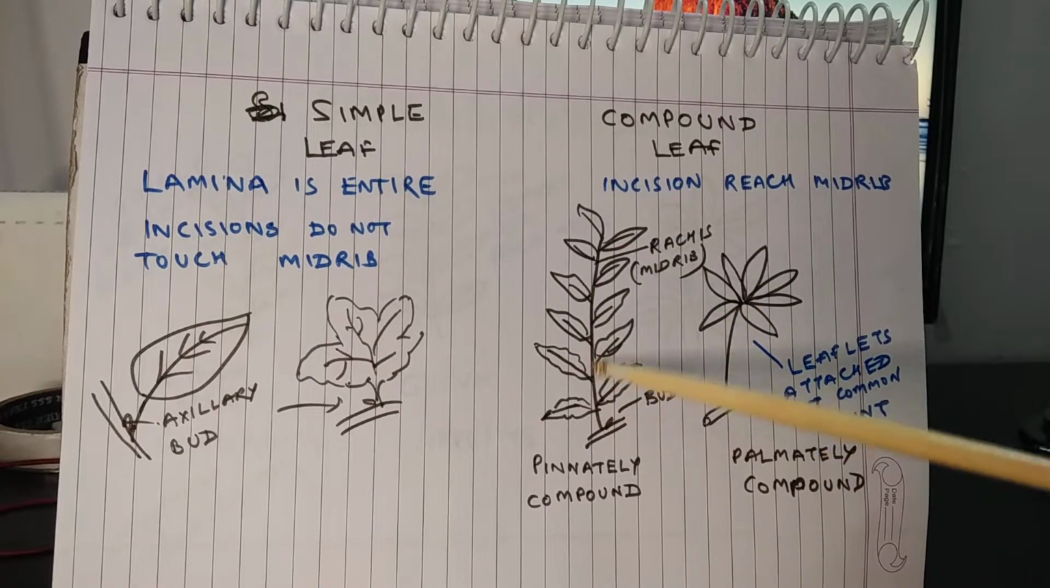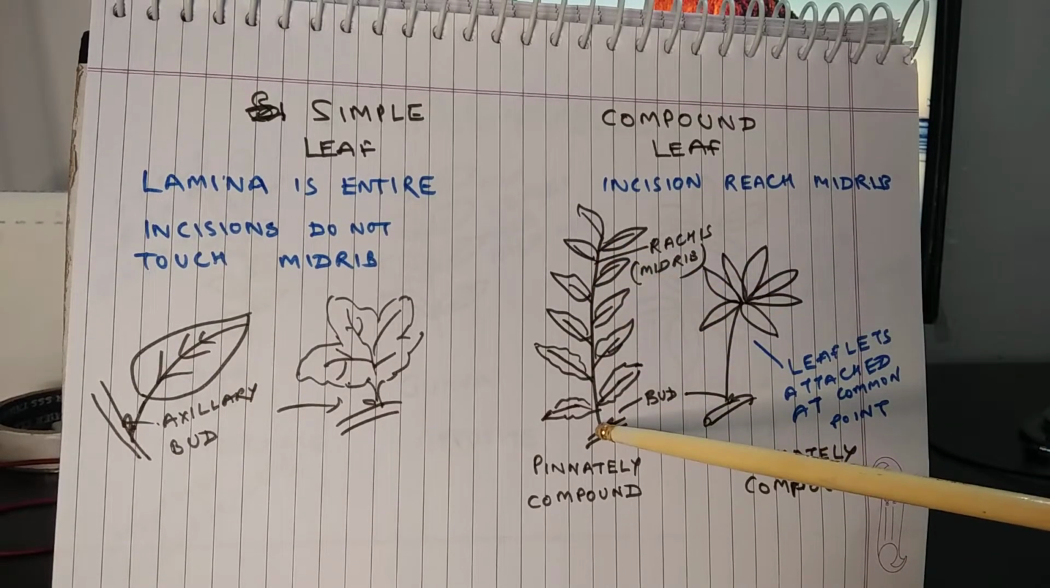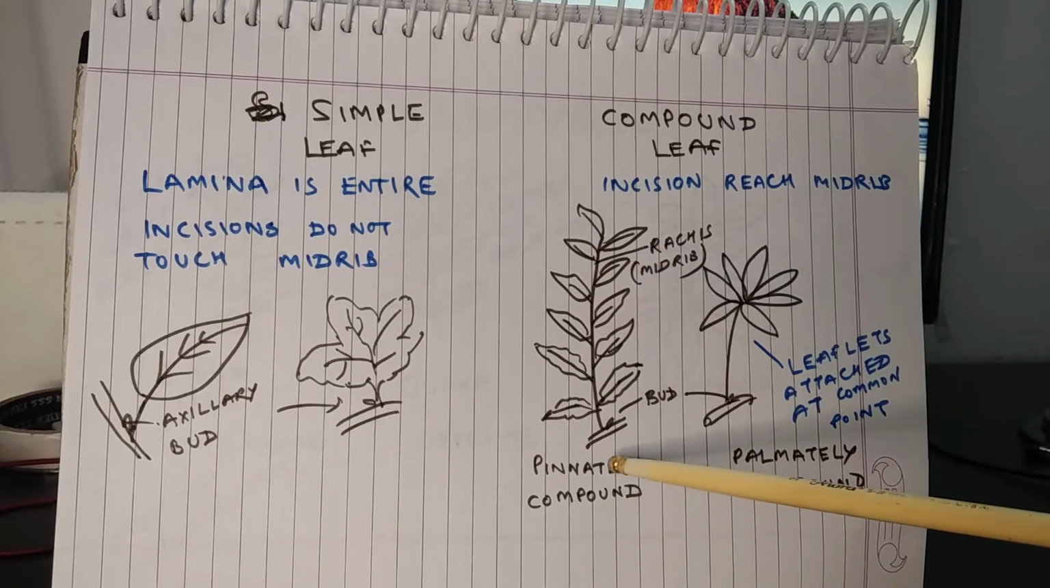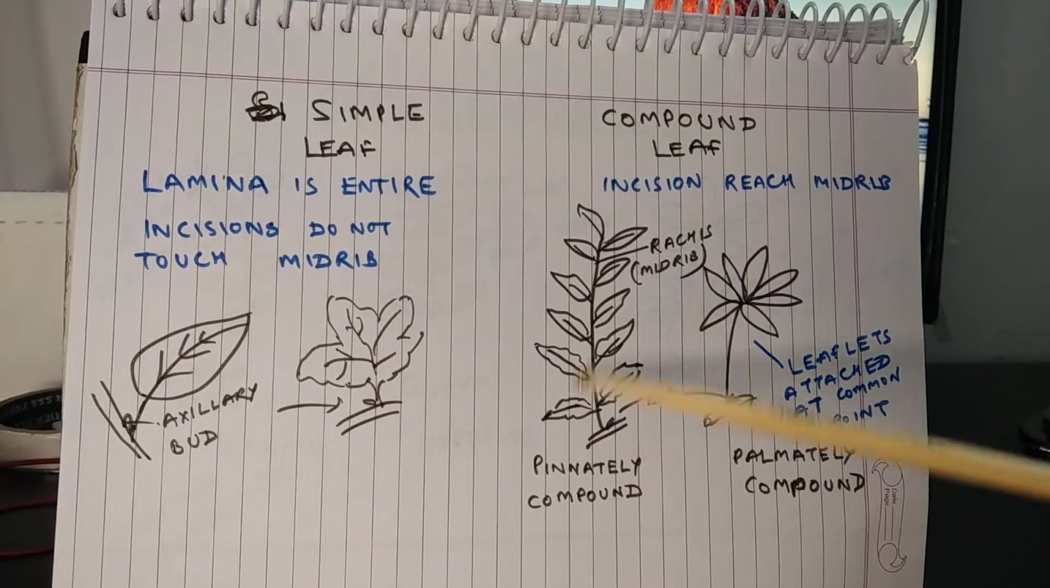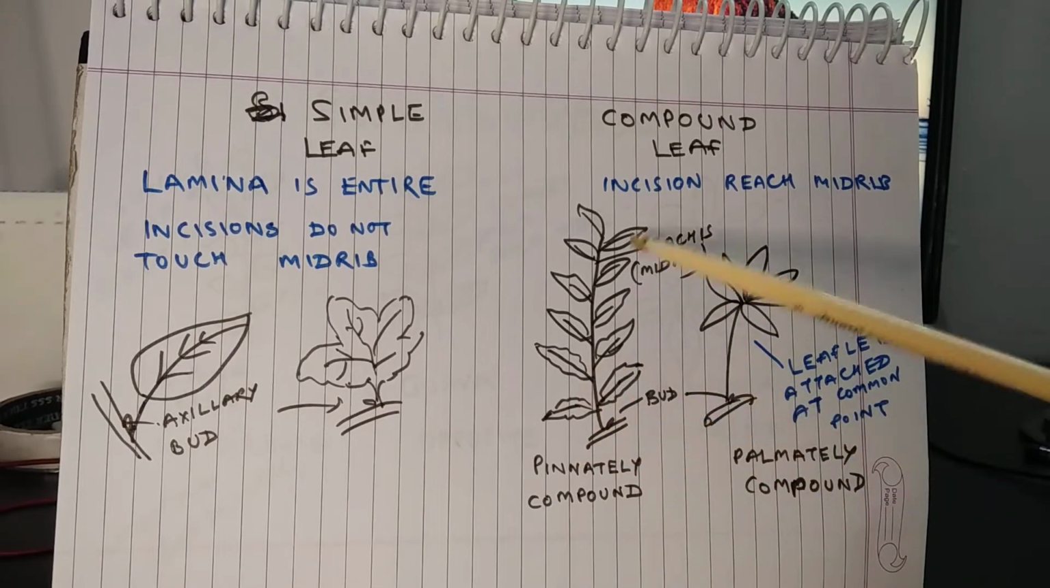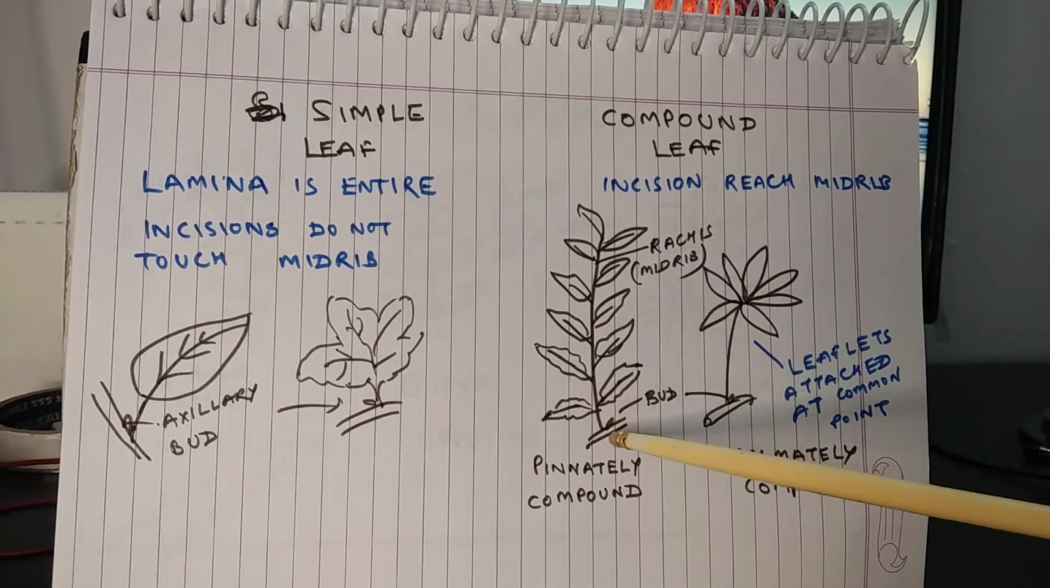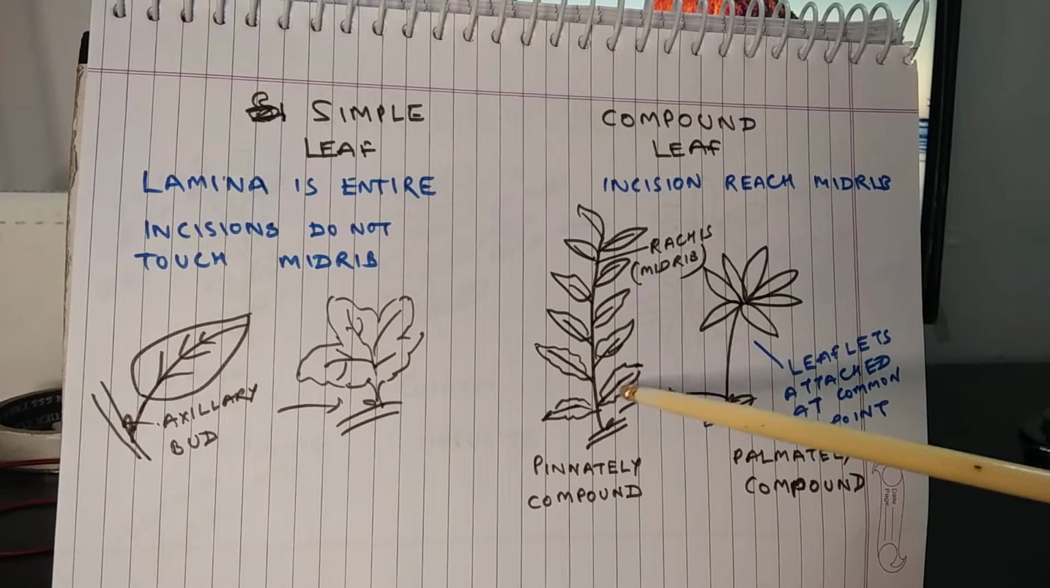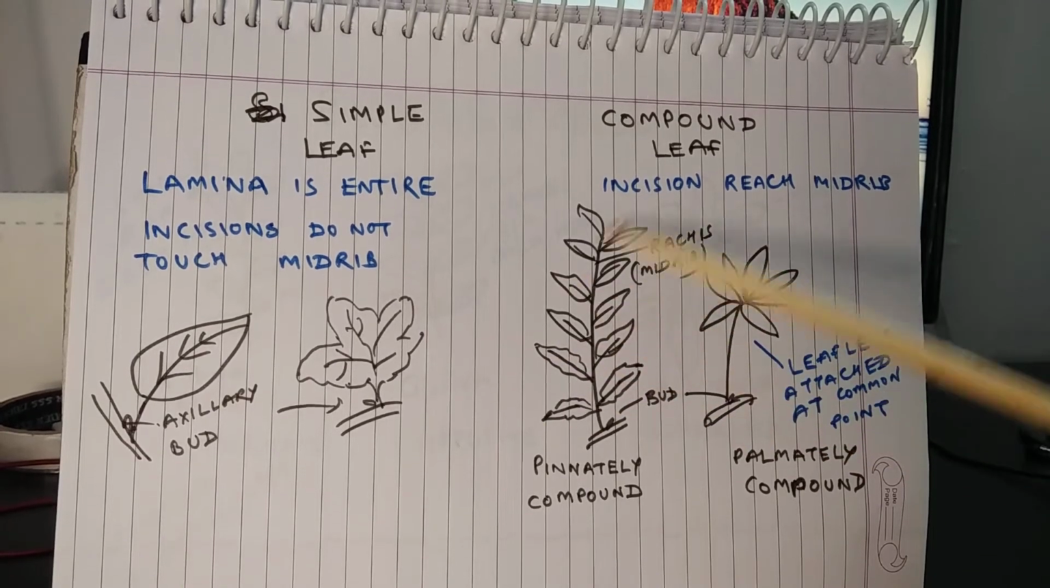So, what happens? These structures are not leaves, rather they are leaflets, because this stalk or what appears like a stem is not exactly a stalk, it is the midrib, and in case of compound leaf this is called rachis. On either side of the rachis there are many leaflets.